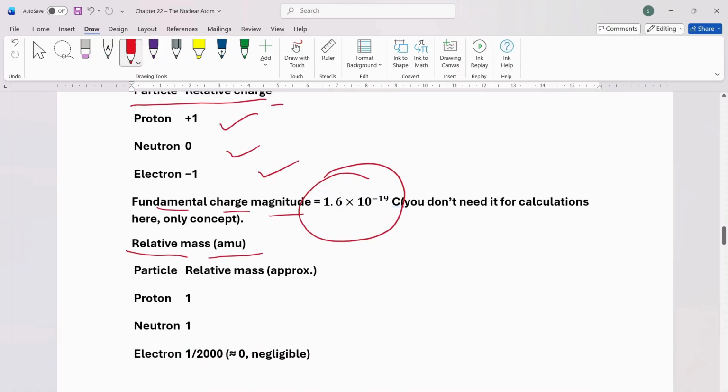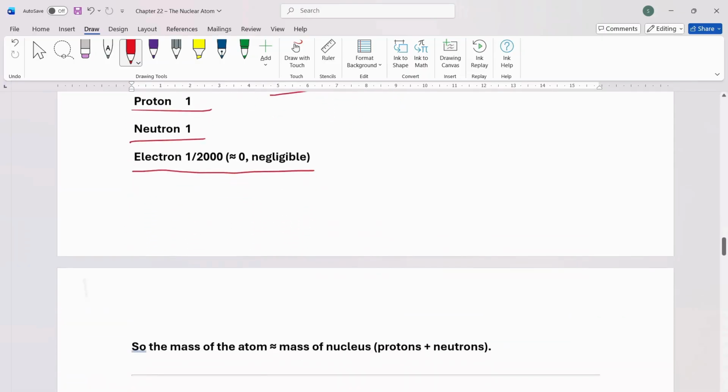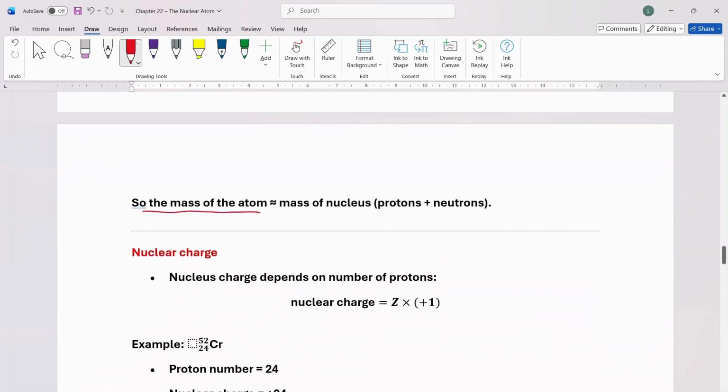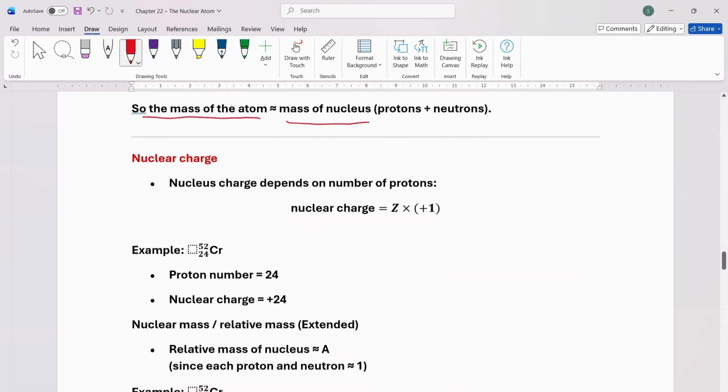Relative mass in AMU. The particle relative mass is an approximate value. Proton equals 1, neutron equals 1, and electron equals 1/2000, so it is approximately negligible, close to 0. So the mass of an atom is approximately equal to the mass of the nucleus, which is protons plus neutrons.